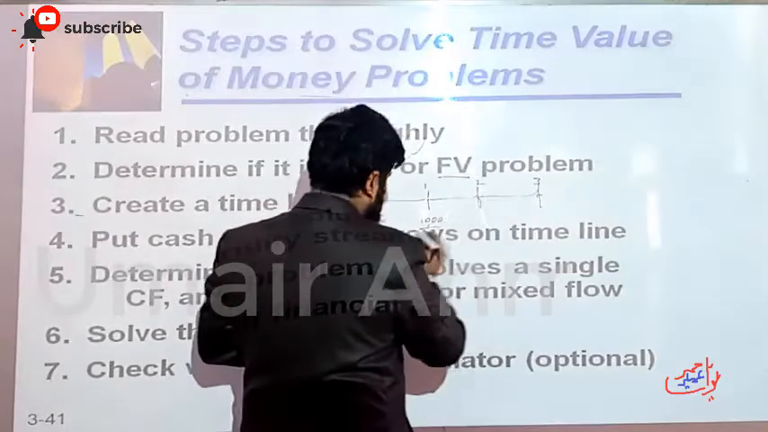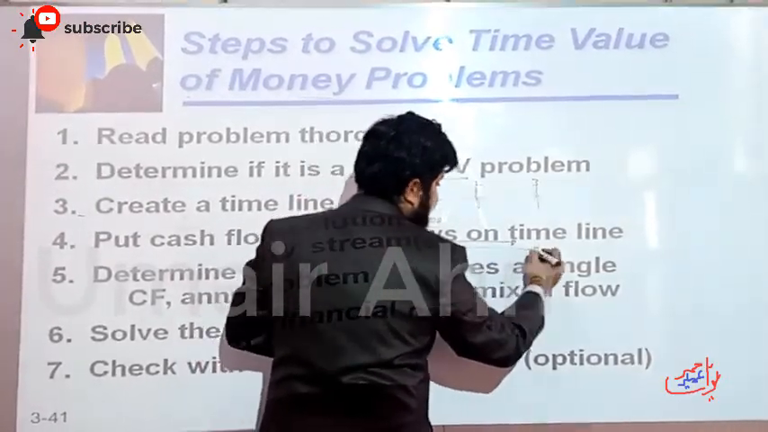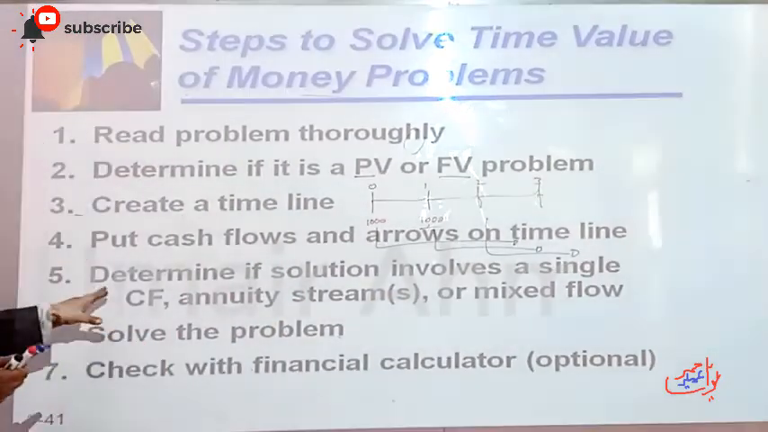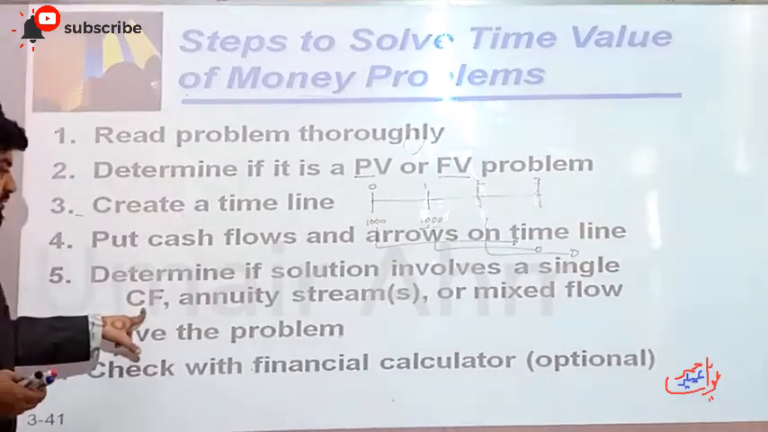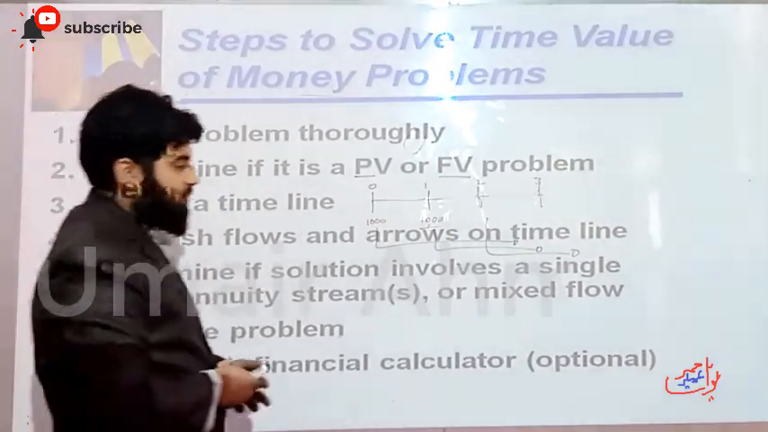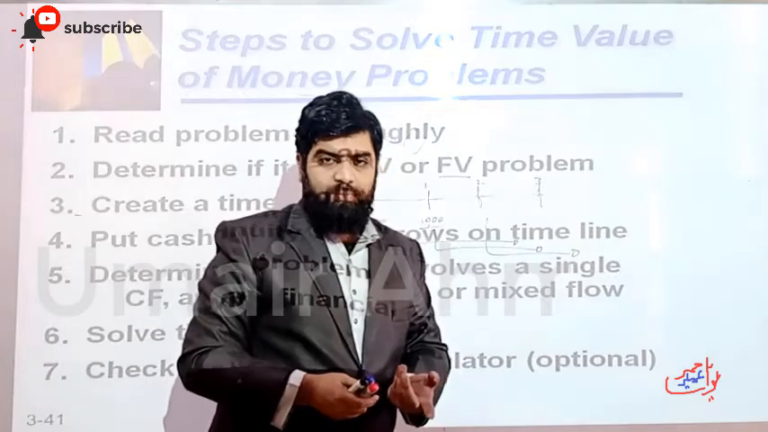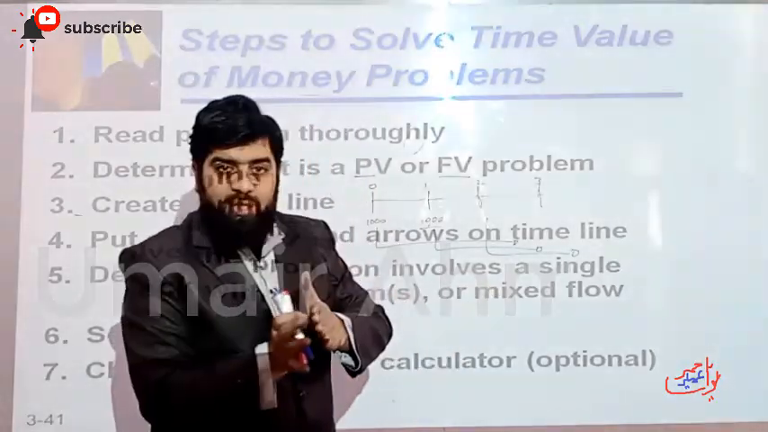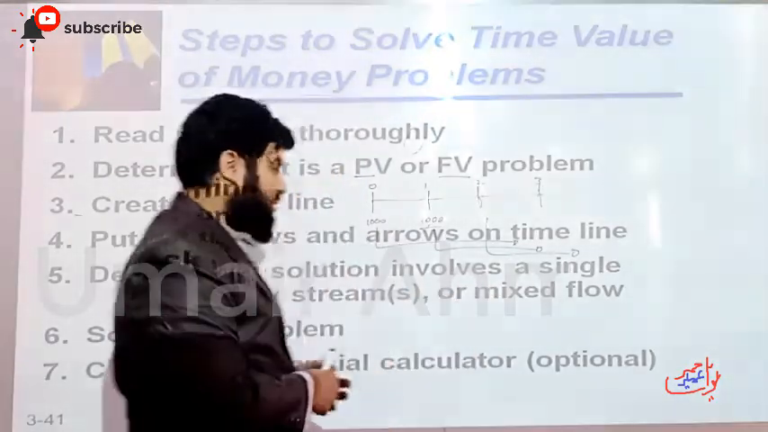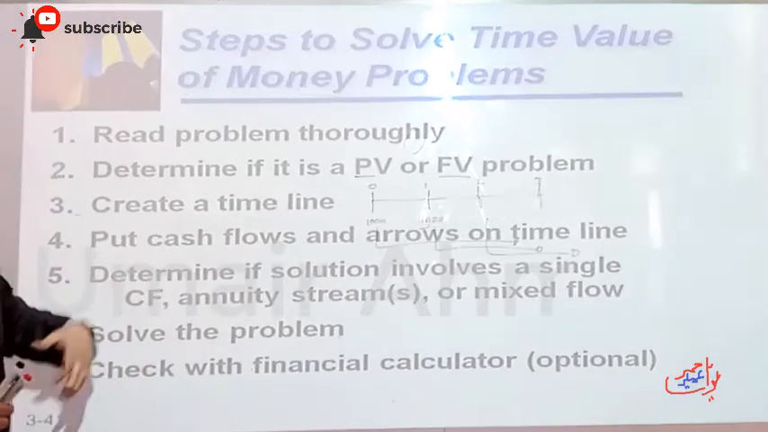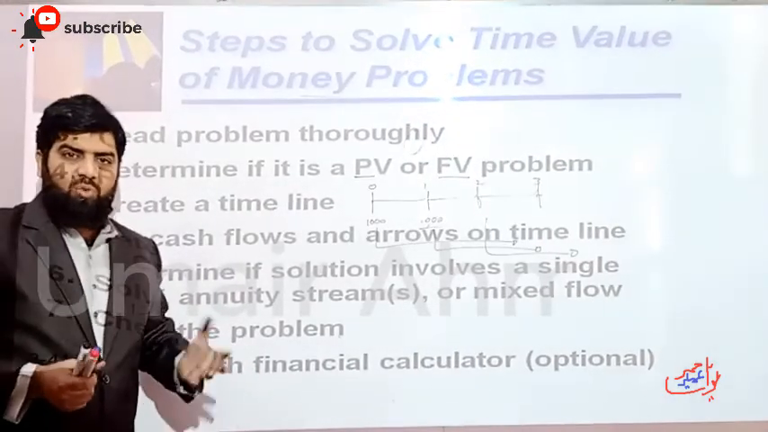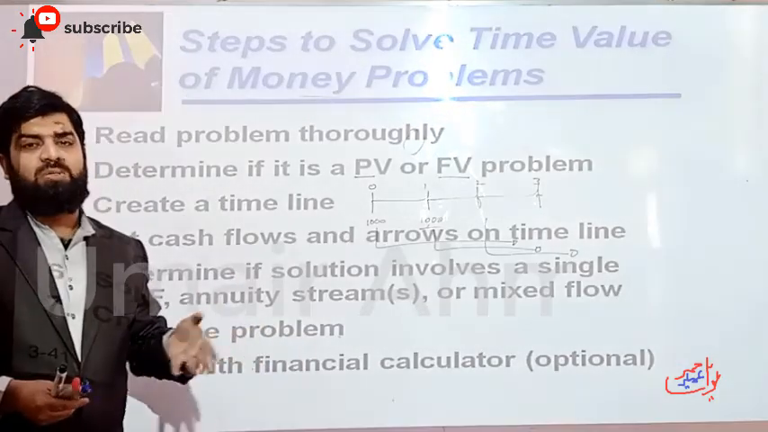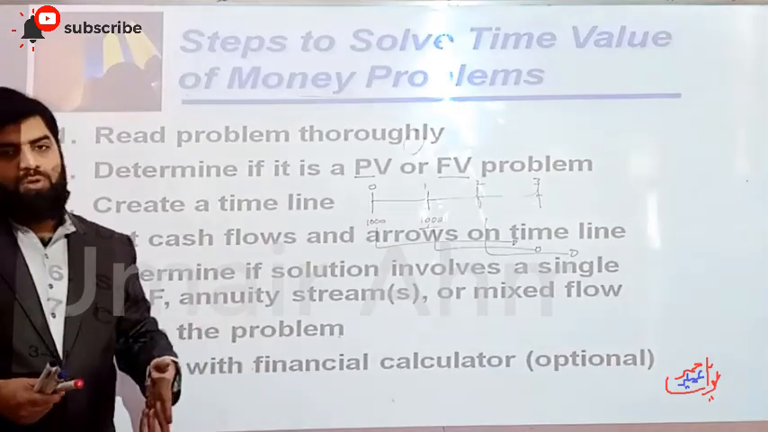Now put cash flows and arrows on the timeline. Like previously, we drew some arrows on the timeline, so it will help you calculate everything. And determine if the solution involves a single cash flow, an annuity stream, or mixed cash flow. So you have to find out whether it's a problem of a single cash flow, where you are just receiving a single amount, or a series of payments, or a mixture. And then solve the problem. You know the formulas for how to solve this problem. You have different formulas for present value and future value, as well as present value annuity due and future value annuity due.